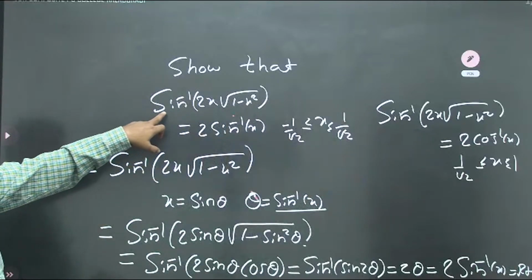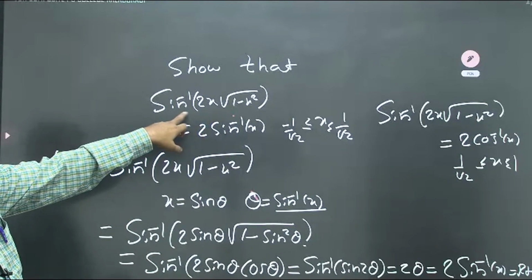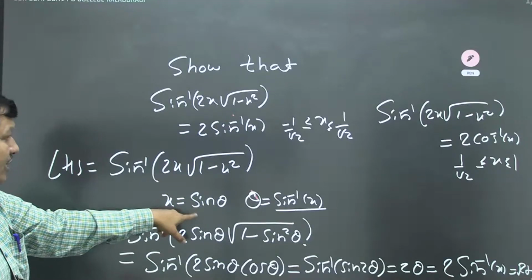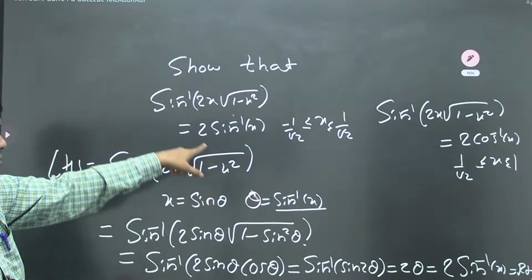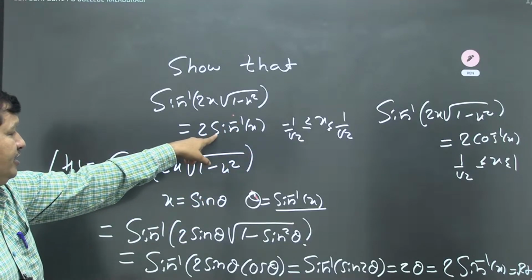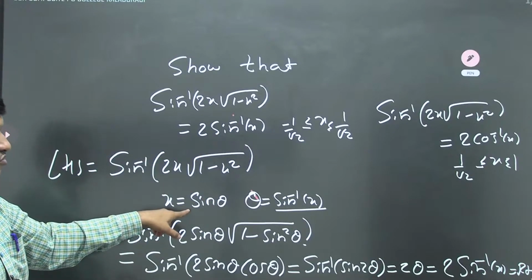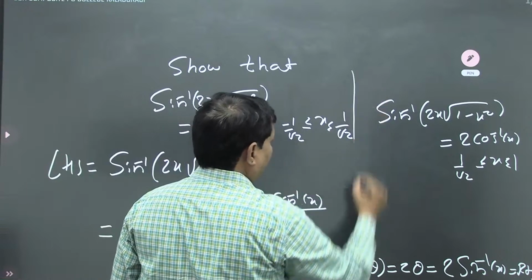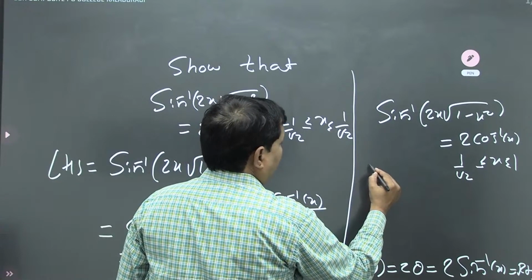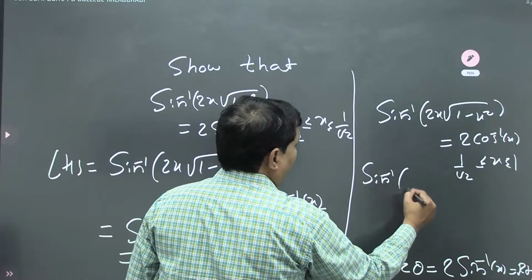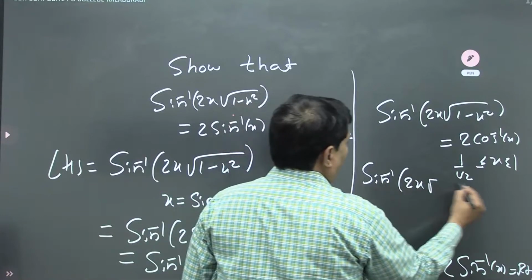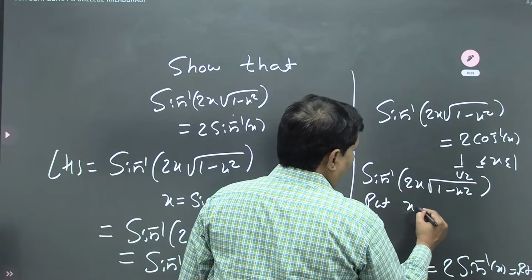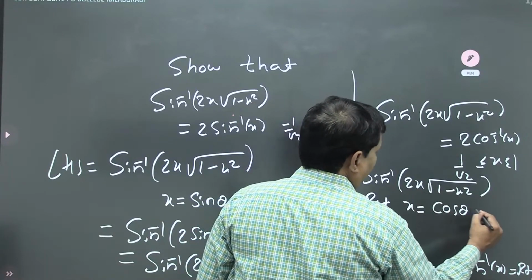Because on the RHS side, both the examples have the same terms. Here you have to take x equal to sine theta. There you have to take x equal to cos theta, because the RHS side tells us what substitution to make, isn't it? Here also take LHS. Sine inverse of 2x into root of 1 minus x square. Here put x equal to cos theta.